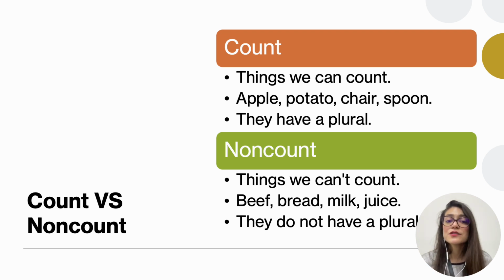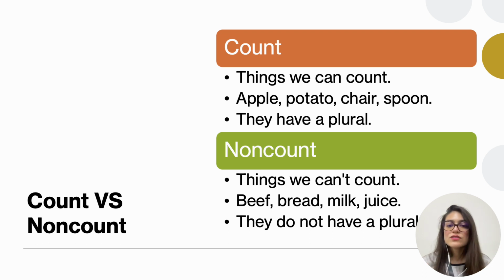And the non-count nouns are those things that we can't count, okay? For example, we have beef, bread, milk and juice. I can say 1 milk. No, I have to say, for example, a cup of milk. That's correct. I cannot say 1 milk. No puedo decir una leche. No, we say a glass of milk, for example, un vaso de leche, okay?